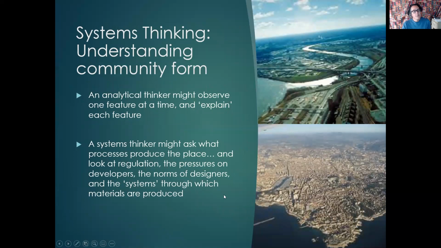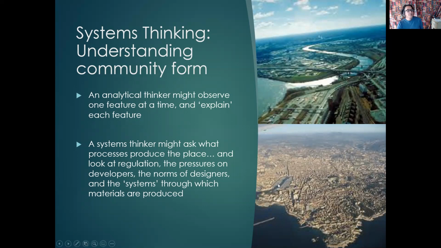You can think about communities as systems. I like these sort of air photo type of views because you can see the water system and the transportation system, and you can see how that view, there's an industrial and transportation area, and then a commercial area. Those kinds of pictures appeal to planners. But an analytical thinker might observe one feature at a time and explain each feature. You might look at the bridge and how the bridge is supported, and how it spans the river.